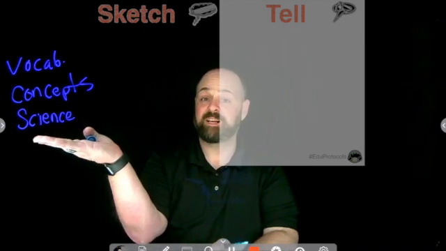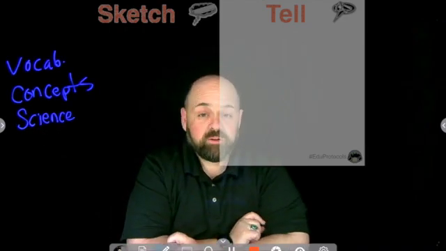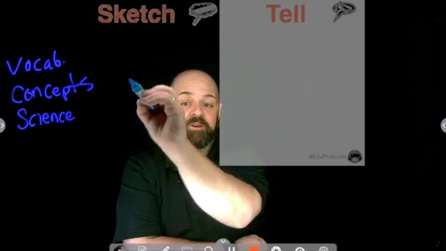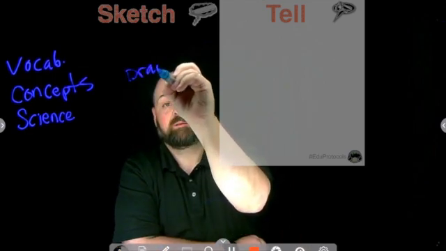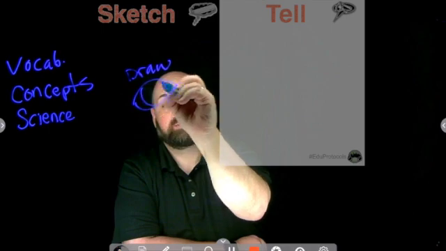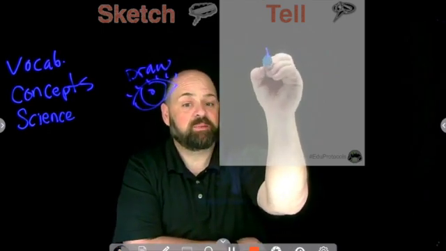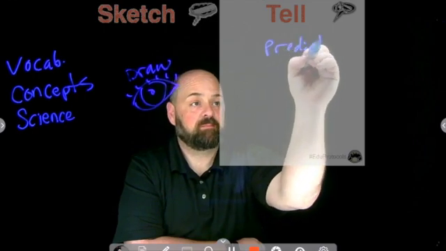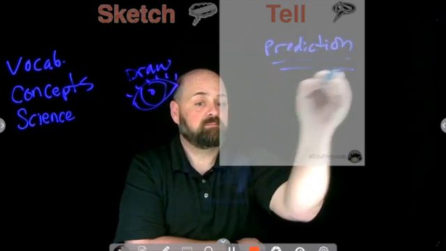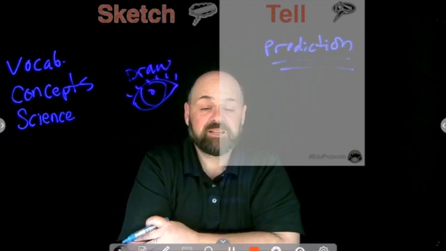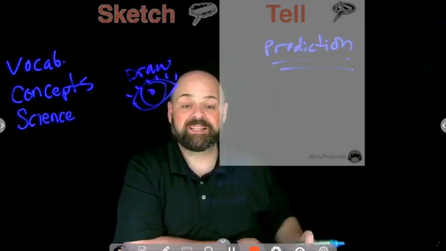How about in a science classroom? Phenomenology. What if they watch an experiment and then over here they draw what they saw in the experiment? And then over here they make a prediction. Not bad, huh? Lots of different ways that you can use this. Let me clean this up real quick.